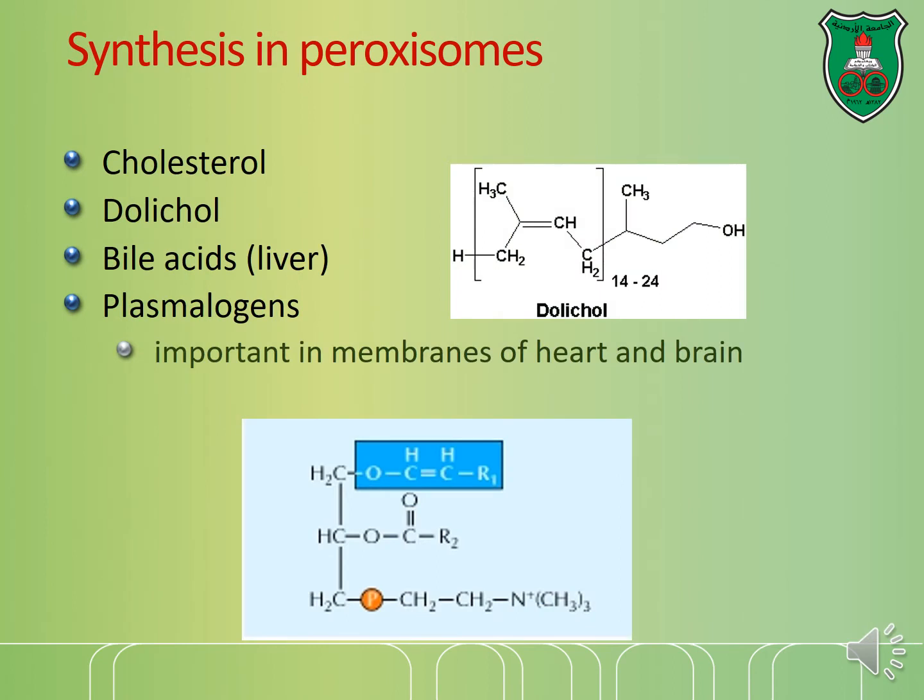Interestingly, synthesis can also take place in peroxisomes. Synthesis of cholesterol, dolichol. We talked about dolichol before, which is the lipid carrier that is involved in N-linked glycosylation of proteins in the endoplasmic reticulum. There are other products produced by peroxisomes, including bile acids and the lipid plasmalogens.